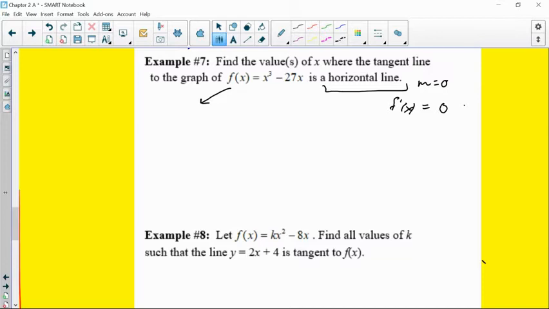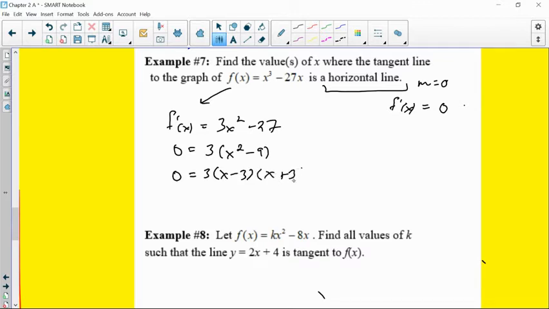So we're going to come over here. And it's just a polynomial, so it's just the power rule, right? So f prime of x equals 3x squared minus 27. So that's just the derivative. Now let's set it equal to 0. So we get 0 equals, factor out the 3, and we have x squared minus 9. But I can actually factor further: x minus 3 and x plus 3. And so that would equal 0 when x is 3 or x is negative 3. So both of those instances are when the tangent line would be a horizontal line.